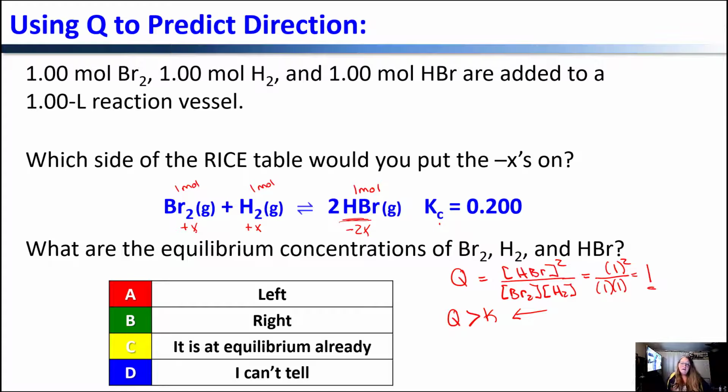So that's the benefit of doing our Q calculation: it lets us figure out how to use our RICE tables to actually determine what these quantities are. So let's see how that looks. Let's give that a go.